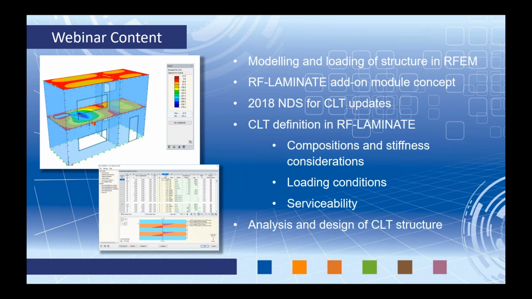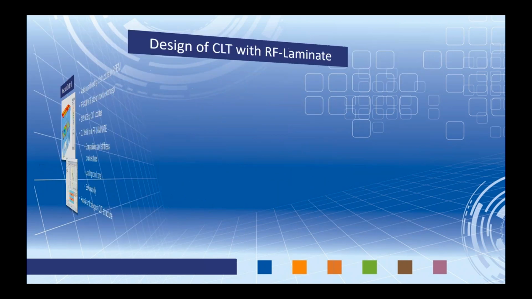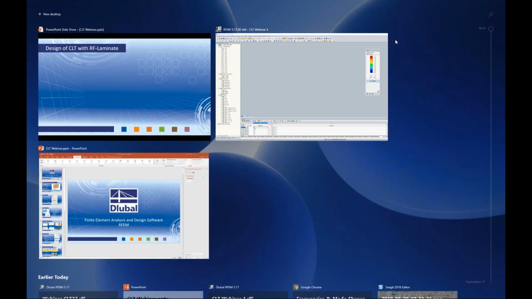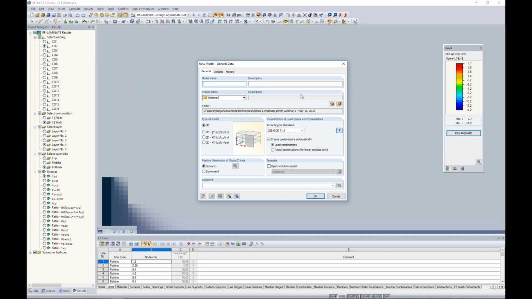Then we'll go back to our example and we'll launch RF-Laminate, and here's where we're going to define our CLT compositions, take a look at stiffness considerations, loading conditions, and serviceability, because we can give you deflection checks as well within the add-on module. And finally, we'll run a full analysis and design of the CLT structure according to the 2018 NDS. And with that said, we can immediately jump into our example today.